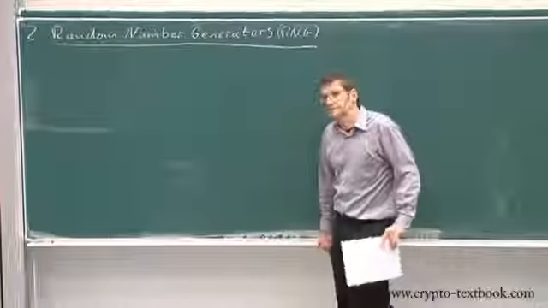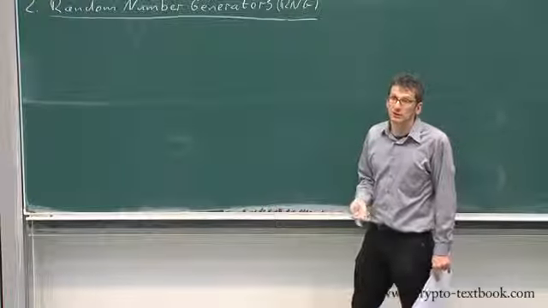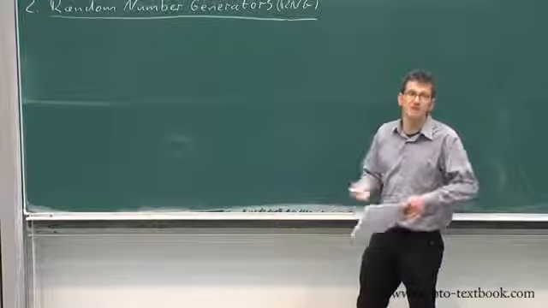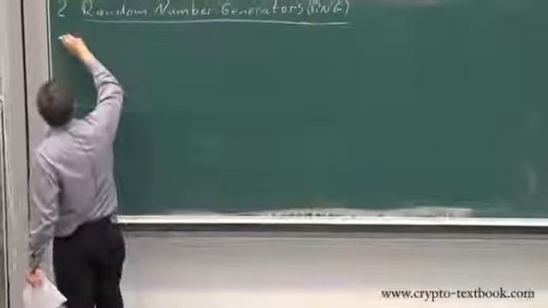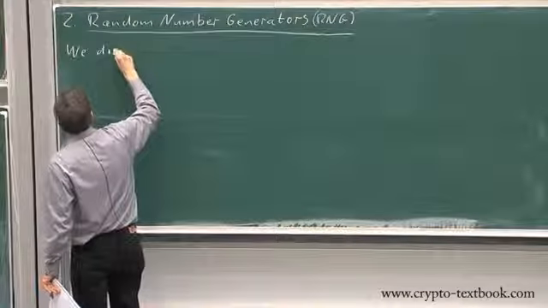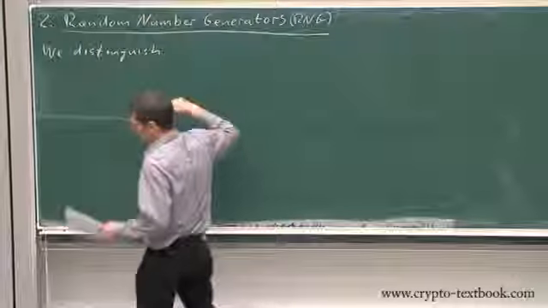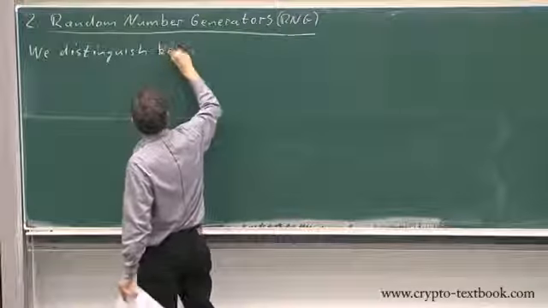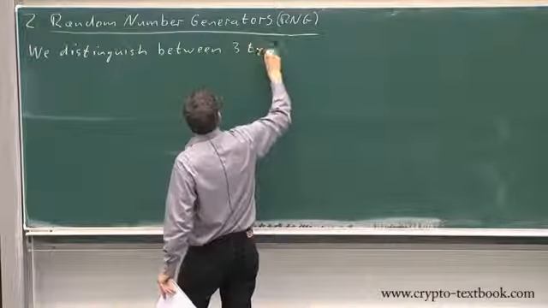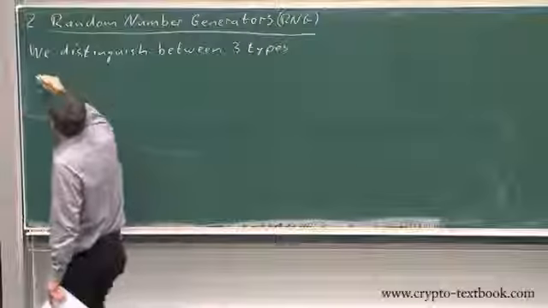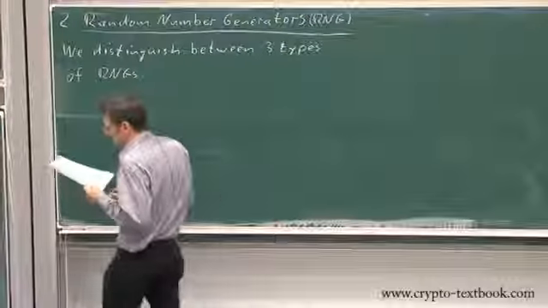Okay, so it's a big topic, and this is not an introduction to statistics. So what I want to do is show you the three families, the three types of random number generators that we have. So we distinguish, das heißt wir unterscheiden, we distinguish between three types of RNGs, okay?